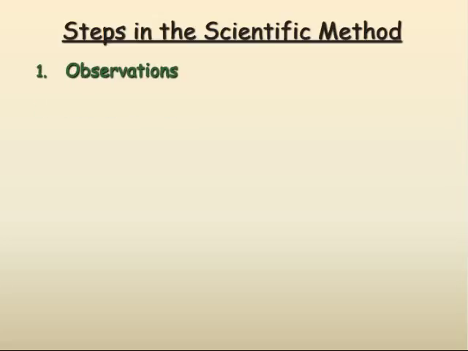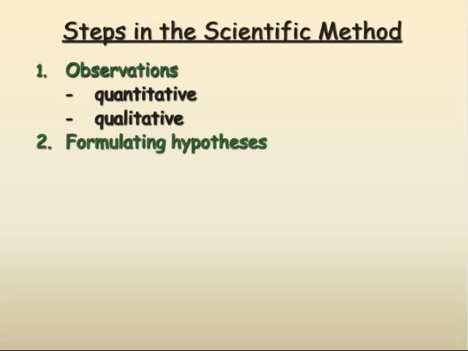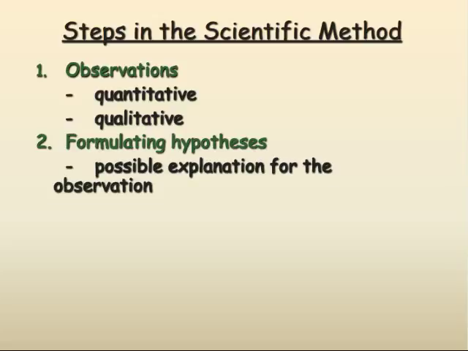Let's see. So first we're going to start with the scientific method. Steps of a scientific method. First, make observations. They need to be quantitative and qualitative. Quantitative meaning numbers. They have to deal with how much of something there is, and then qualitative meaning the types of observations that you're making.